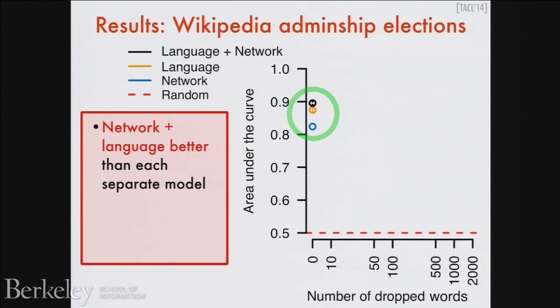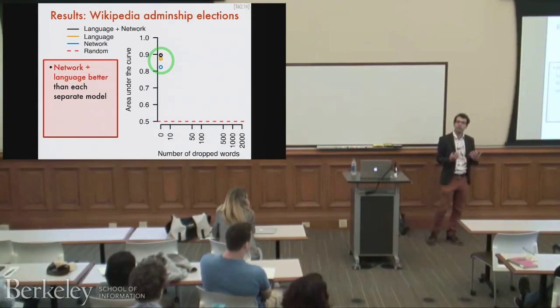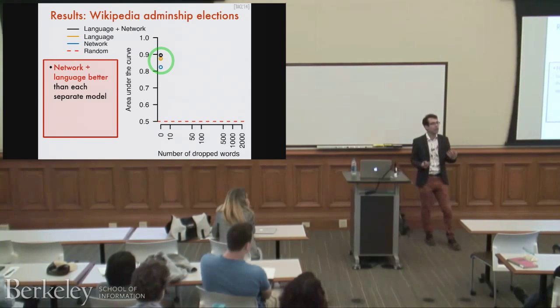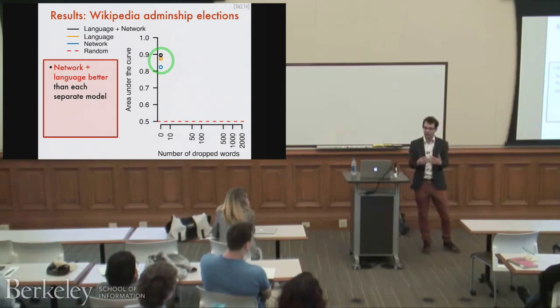But we also see that the language only model already does very well. It has an AUC of nearly 90%. And so there isn't much that you can improve upon. But that's really a peculiarity of the Wikipedia data set, where the language signal just happens to be really strong. This might not be the case with all data sets. And what's worse, you might not know ahead of time whether the language signal or the network signal is stronger with a given data set.